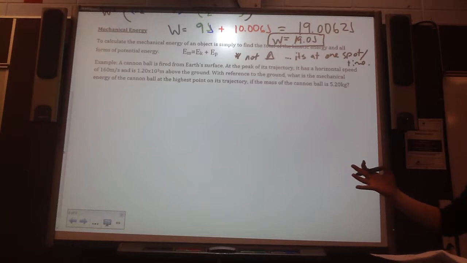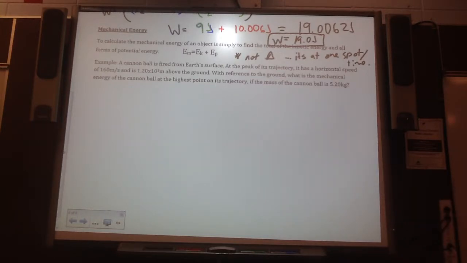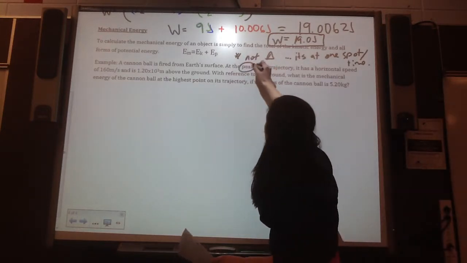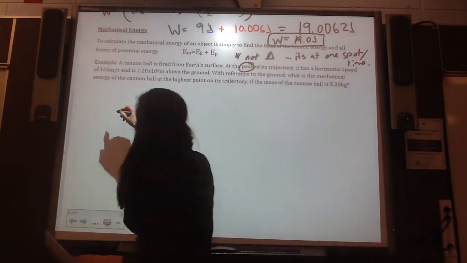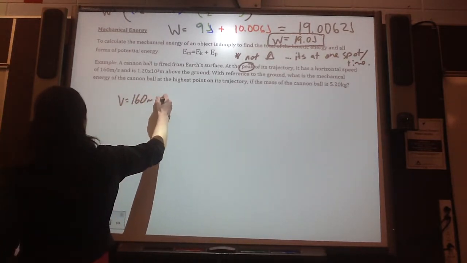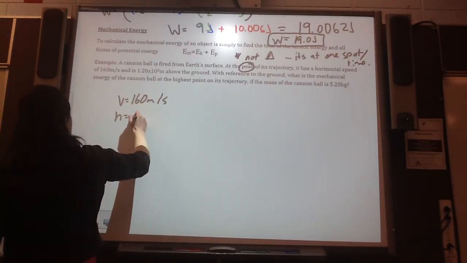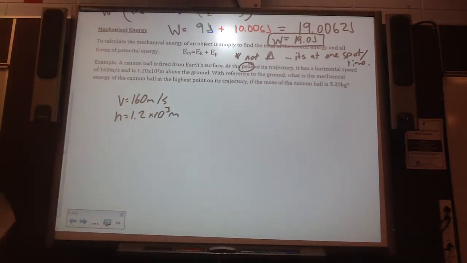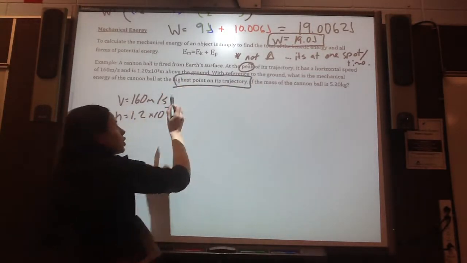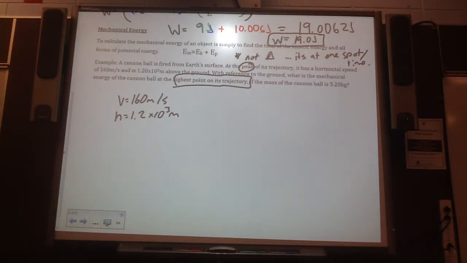So an example: a cannon is fired from Earth's surface. At the peak of its trajectory, it has a horizontal speed of 160 meters per second, and it is 1.2 times 10 to the 3 meters above the ground. With reference to the ground, what is the mechanical energy of the cannonball at the highest point? So it's asking us at that moment in time, at that spot, how much mechanical energy does the cannonball have? So we don't do any deltas, no changes.